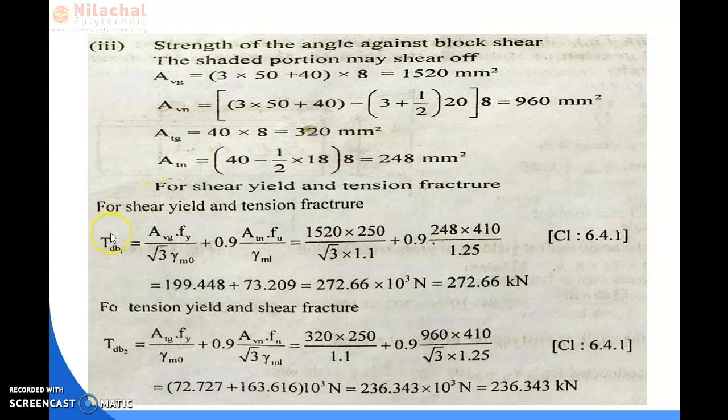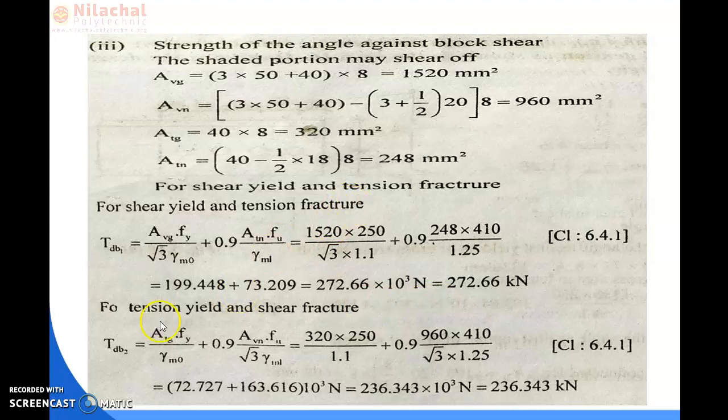Hence, we can find out the block shear portion, that is the TDB1 and TDB2, from these four kinds of area. So just put the value like 1520 into 250 divided by root 3 into 1.1 plus 0.9 into 248 into 410 divided by 1.25. Hence, the value is coming as 272.66 kN, which is the value of TDB1.